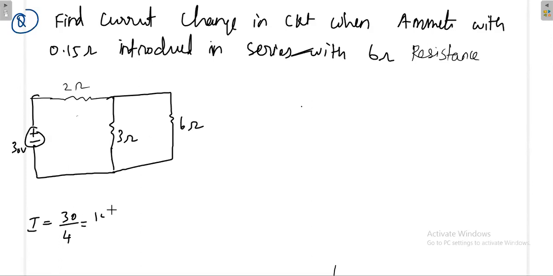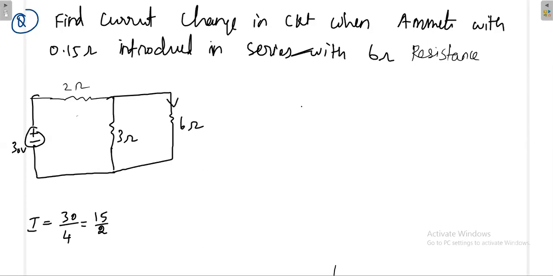Okay, then it is 15 by 2 or 5 by 2, sir. Some problem is there. Please check it with a calculator. Okay. Yes, total current is 15 by 2, but what I need is the current here.